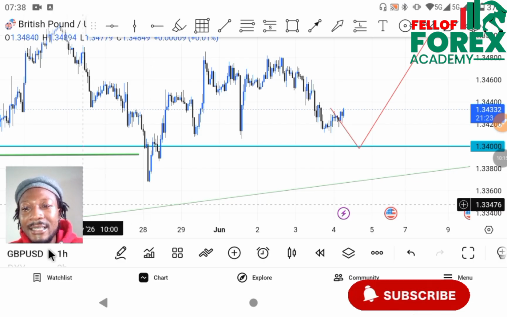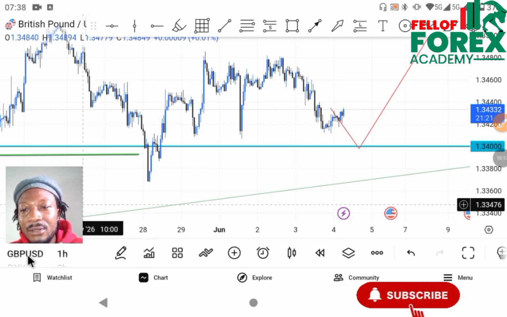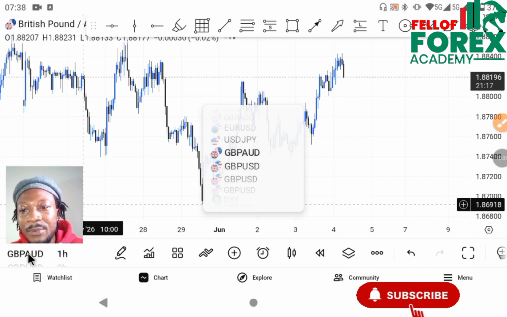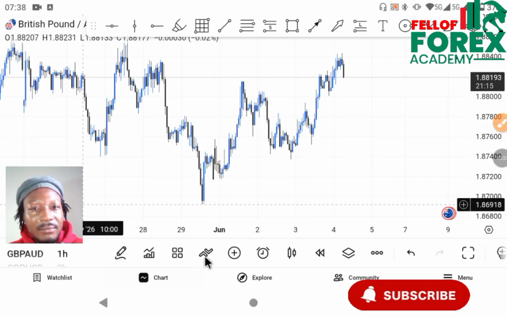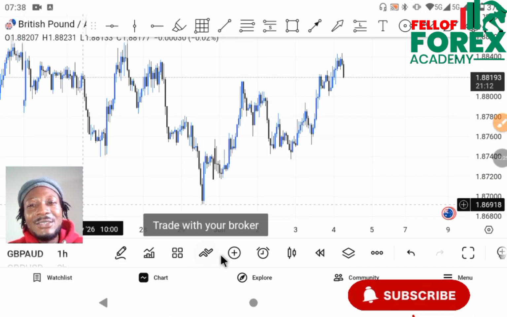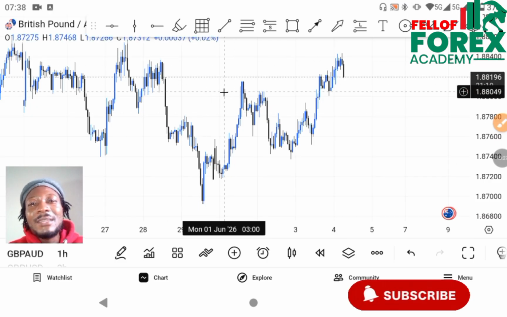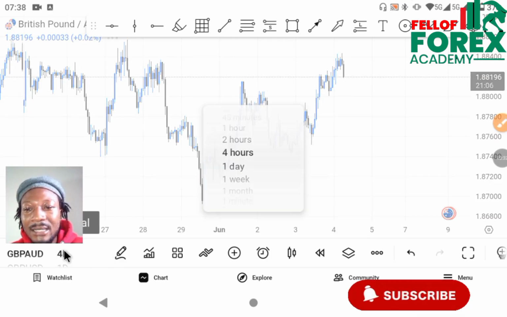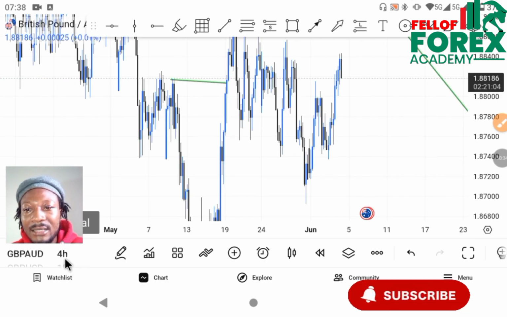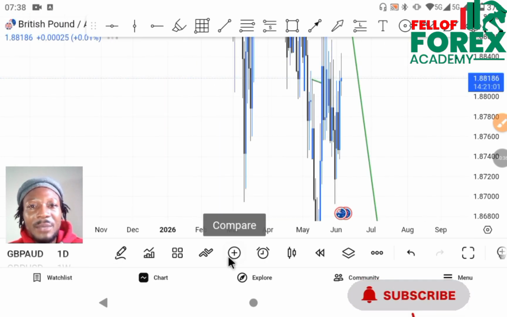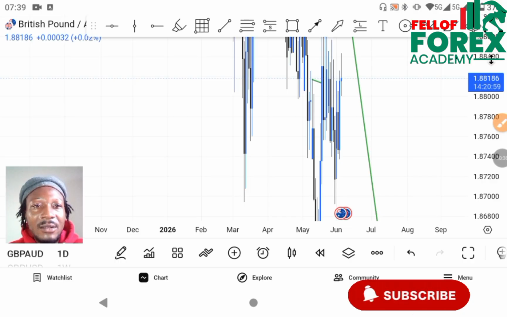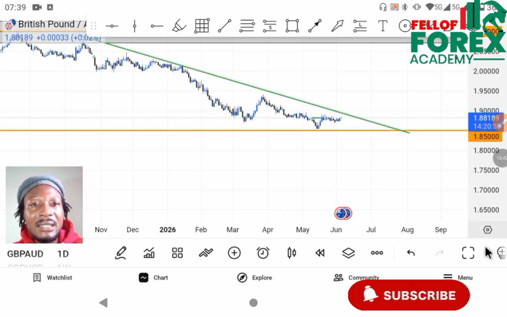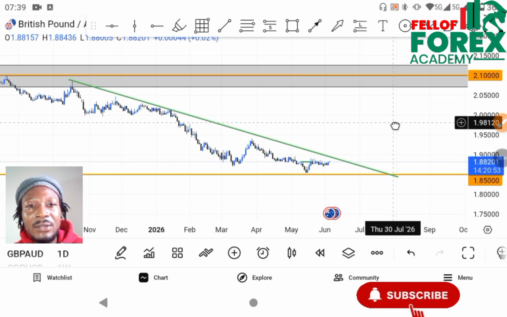All right, guys, let's move on over to another pair, let's say GBP AUD. Perfect. So on GBP AUD, something very powerful happened. I marked it out on my main chart that was week before last. But I want us to look at the bigger picture and see exactly what's going on.